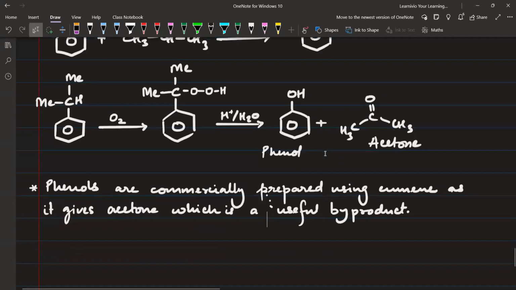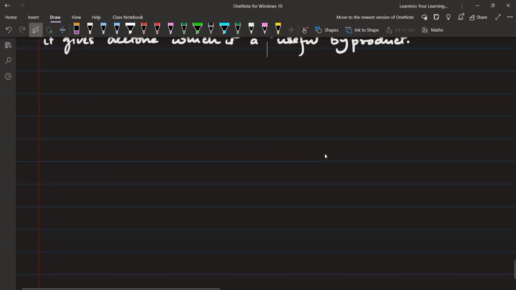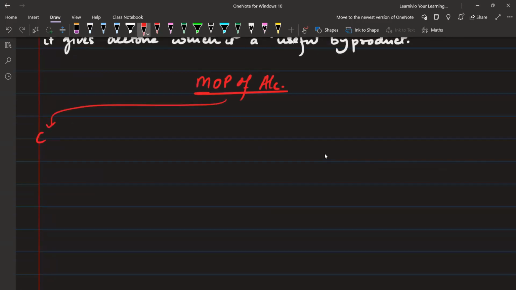That we have completed the methods of preparation of alcohol. एक बार हम थोड़ा सा आपको बस रिवाइज करा देते हैं. Like what are the reactions we have already seen in the methods of preparation of alcohol. ठीक है. So alcohol can be prepared by using alkene. So I'm writing C double bond C, and it can be done using aldehyde and ketones, right?